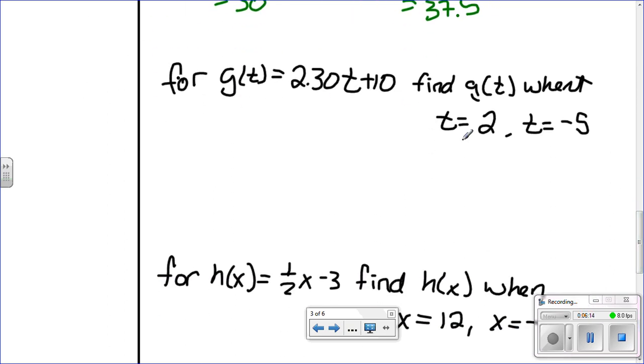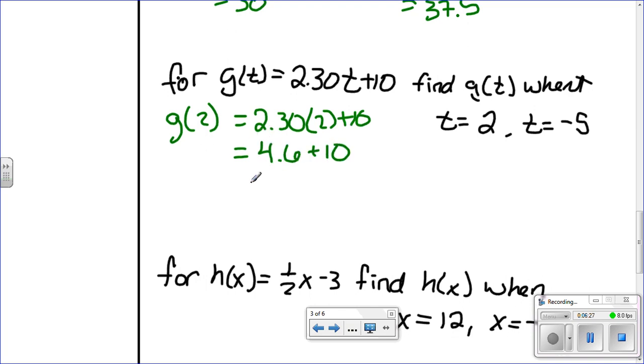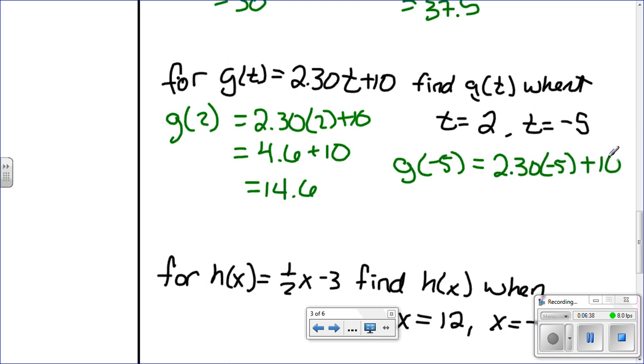For g of t, when t equals 2 and t equals negative 5. So g of 2 equals 2.3 times 2 plus 10. So here we get 4.6 plus 10, or 14.6. G of negative 5 is equal to 2.3 times negative 5 plus 10. So we get negative 11.5 plus 10, which is negative 1.5.